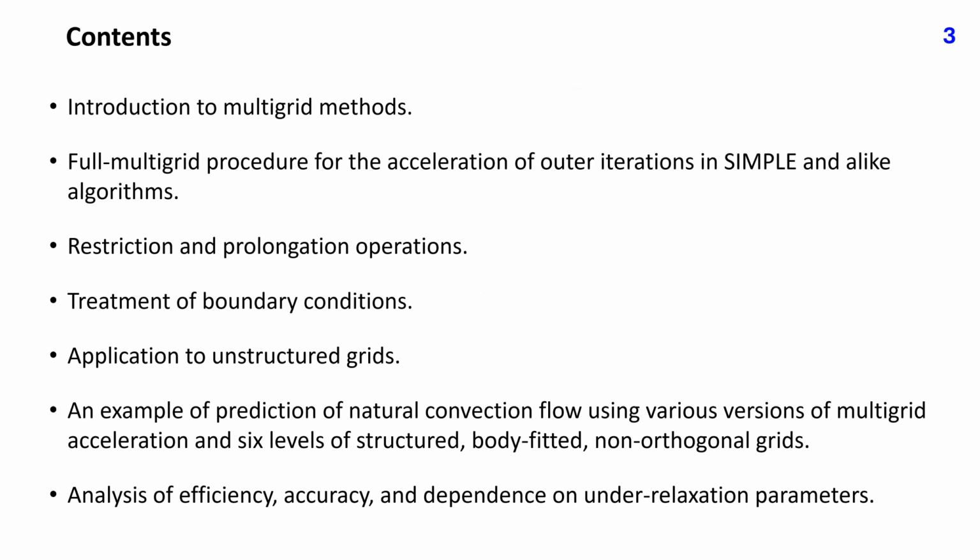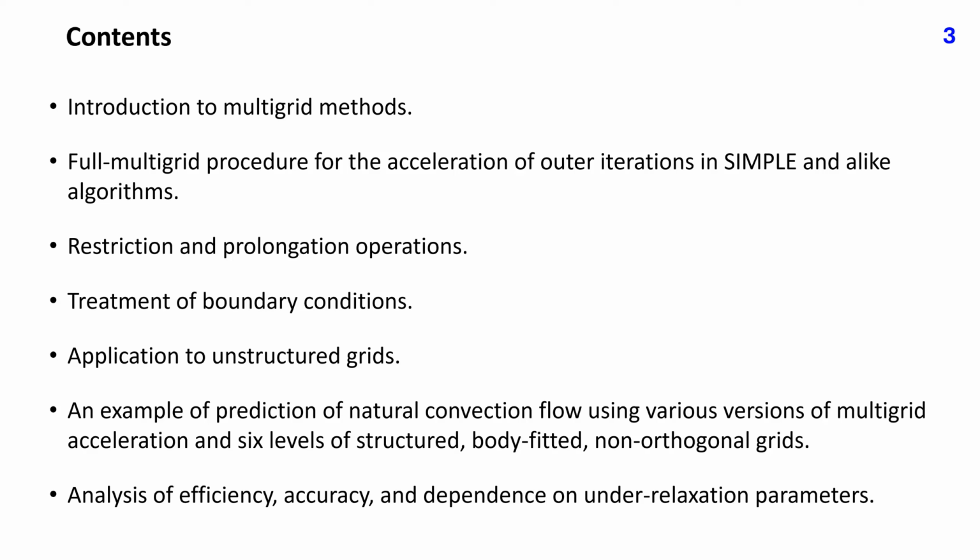After a brief introduction to multigrid methods, the full multigrid procedure for the acceleration of outer iterations in SIMPLE-like algorithms will be described. The most important ingredients in a multigrid method are the restriction and prolongation operations. Especially the restriction process requires special attention when applying the multigrid method to outer iterations while solving the Navier-Stokes equations. Treatment of boundary conditions is another important topic because the multigrid method is sensitive to consistency of boundary treatment on all grid levels.